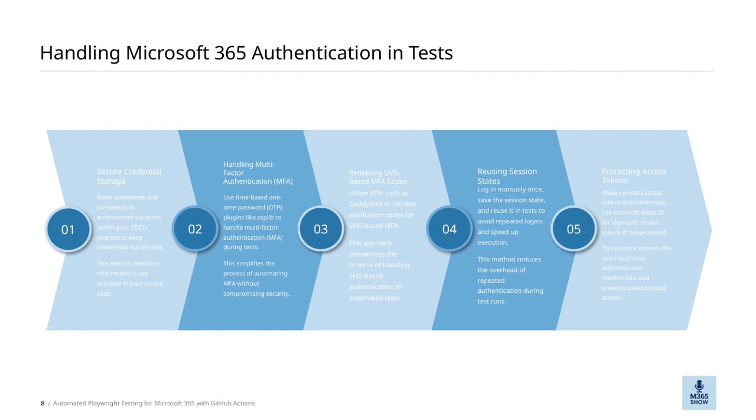Of course, protecting access tokens and credentials is vital. Using Microsoft Entra ID for login helps manage this securely, and always revoke tokens immediately if you suspect any compromise. All these strategies work together to ensure that our automated testing process remains secure, efficient, and aligned with best practices for handling sensitive authentication data.